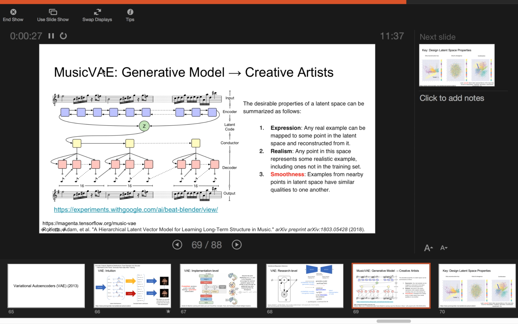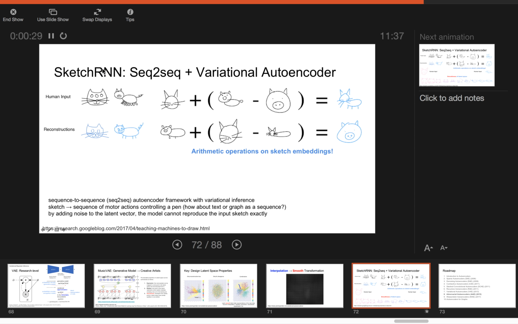Okay. So next part is to show you another one. This is the last application I showed on variational autoencoder, which is Sketch-RNN, which is to transform sketch images into embedding. This is also a Google project. Sequence-to-sequence autoencoder with variational inference. So it's a combination of variational encoder and LSTM encoder, because they decompose each picture into a sequence of motor actions controlling a pen. Then you can feed this into LSTM.